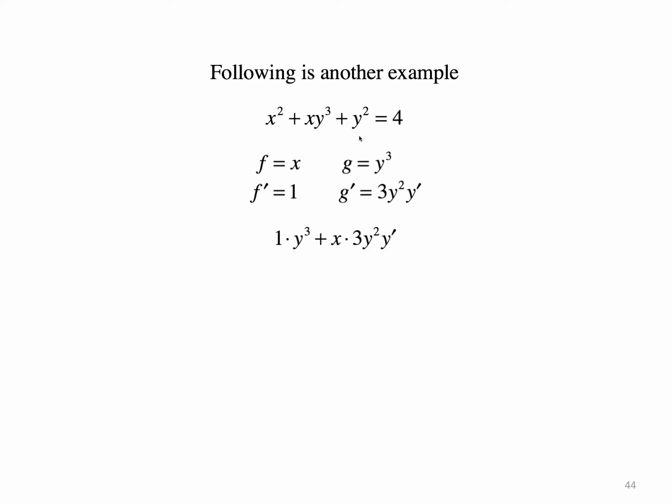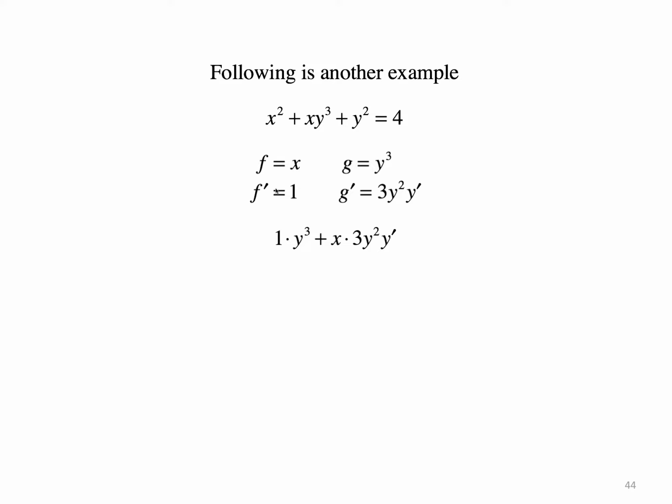The x squared, the y squared, and the 4 differentiate easily enough. The y squared is of particular interest, but I'm going to start with the product in the middle. Remember, product means two things multiplied together. So we interpret the first factor x as our f function. So x is equal to f, and the y cubed is our second function. So g is equal to y cubed.